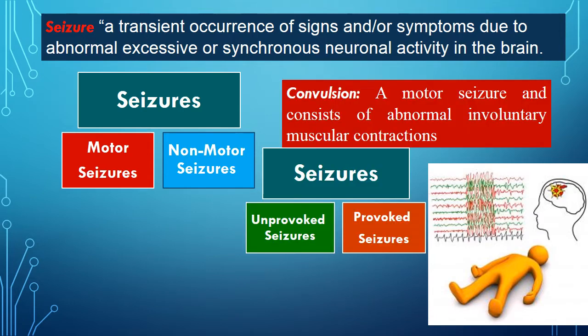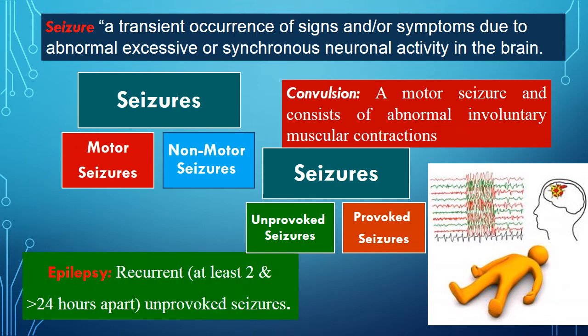The seizure could be either provoked or unprovoked. Provoked seizure means it is caused by fever or acute cerebral insult, and we will discuss the causes of acute symptomatic seizures later on. The unprovoked seizures is called epilepsy when it is recurrent. So epilepsy is a recurrent unprovoked seizure.